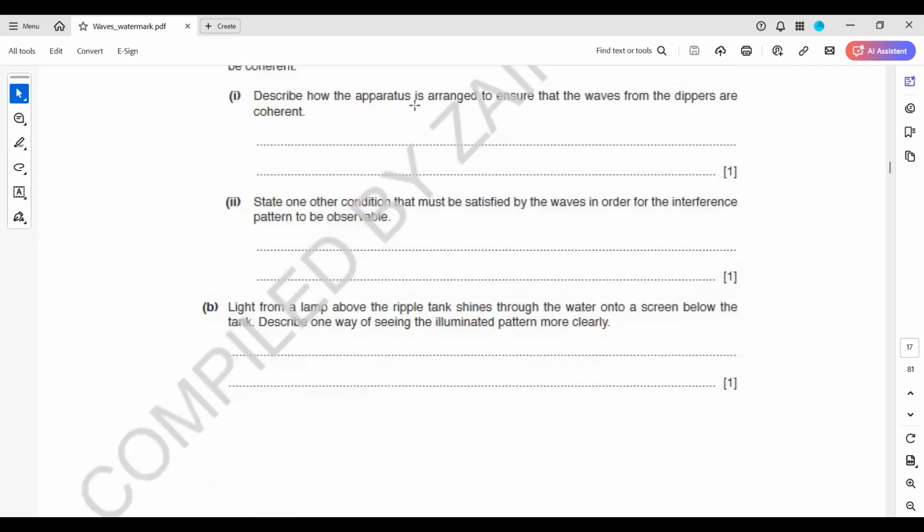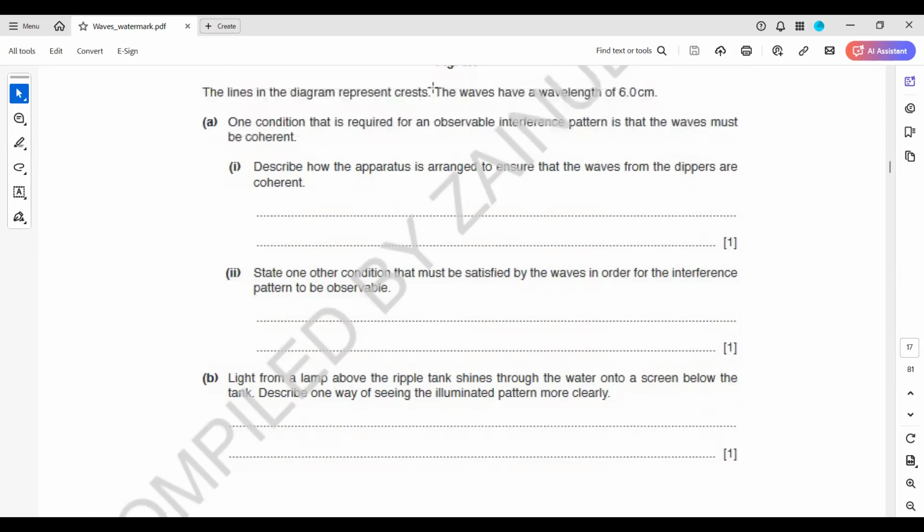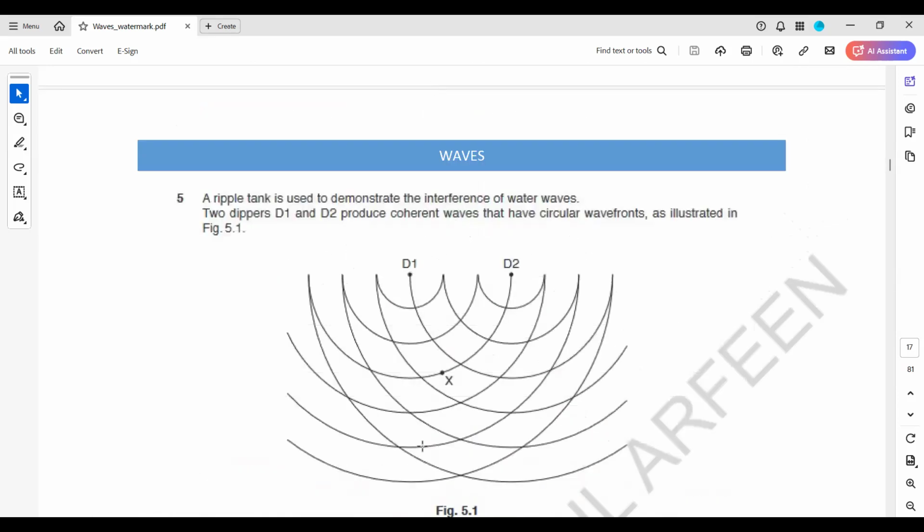The light from a lamp above the ripple tank shines through the water onto a screen below. Describe one way of seeing this illuminated pattern. How can we observe this illuminated pattern? We can use a stroboscope, or we can also use a camera. I will show how the pattern looks when we are observing the interference pattern, how the ripple tank looks.